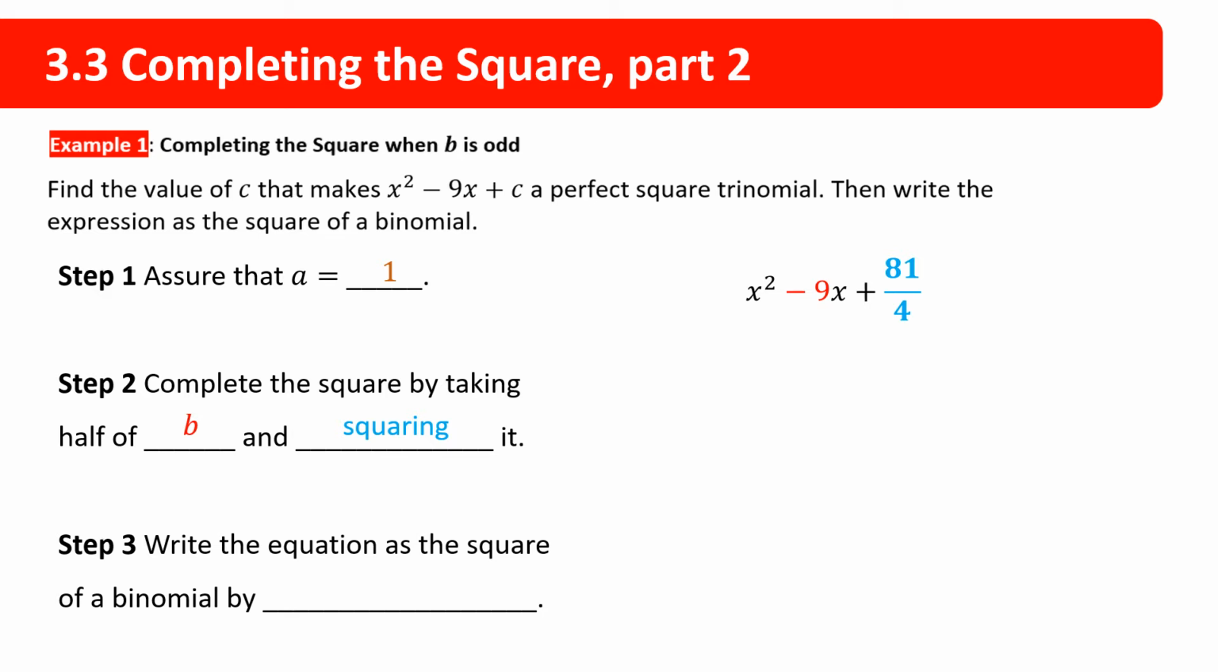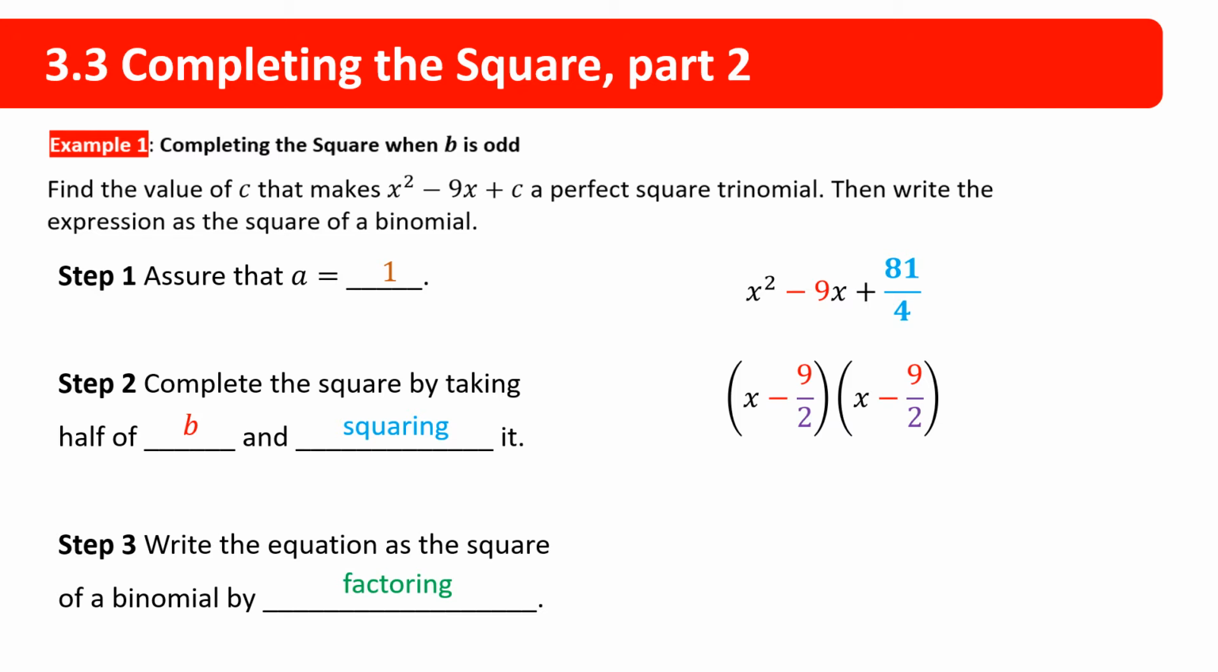Part 2 of our directions asks us to write the expression as the square of a binomial, and we do so by factoring. So step 3, we're going to factor. We write our two sets of parentheses, x and x go at the front ends. We want to multiply to get a positive 81 fourths, and we want to add to get a negative 9. So we want to hold on to those negative signs.